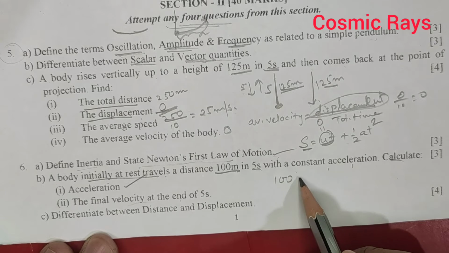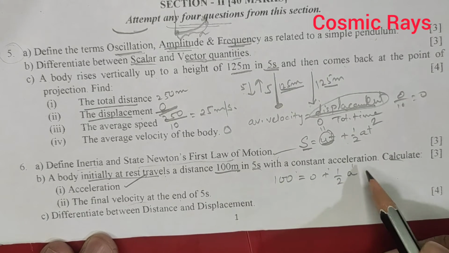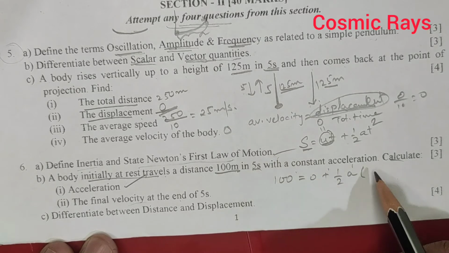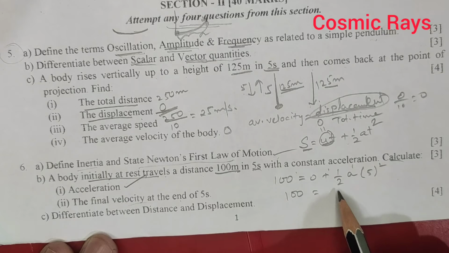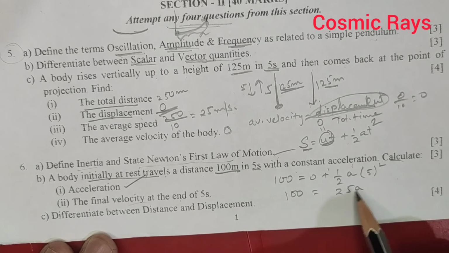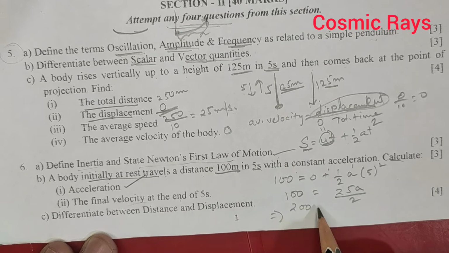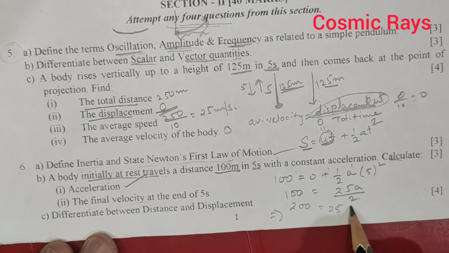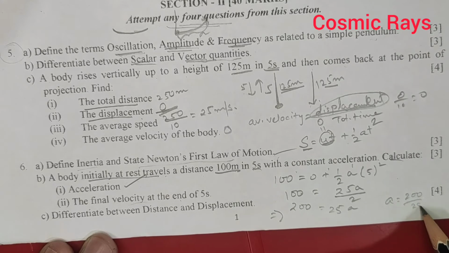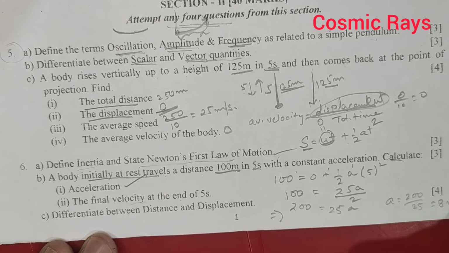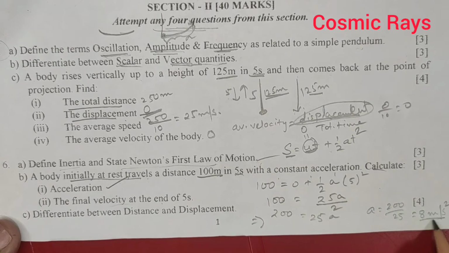So the equation becomes 100 is equal to 0 plus half a, acceleration we have to find out, and time is 5, so 5 square. So 100 is equal to 25a by 2, which implies 2 will be multiplied here. So 200 is equal to 25a. So from here a will be 200 divided by 25, that is equal to 8 meter per second square. So this is the acceleration.